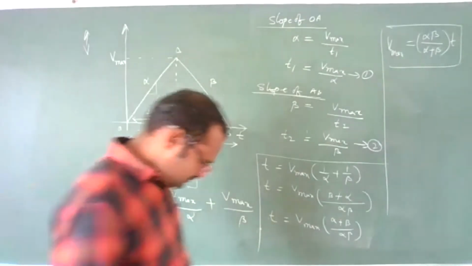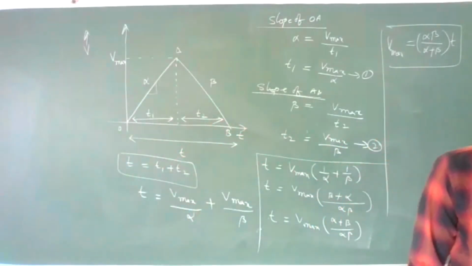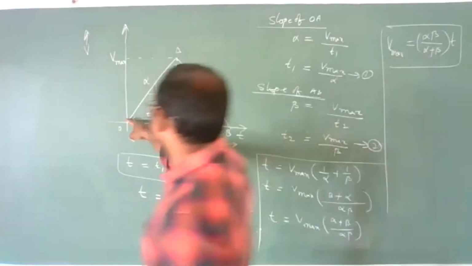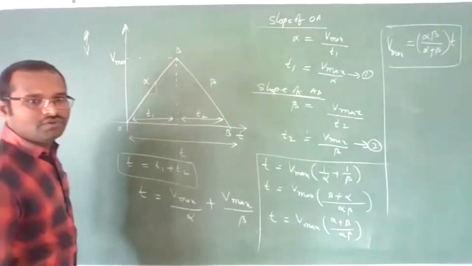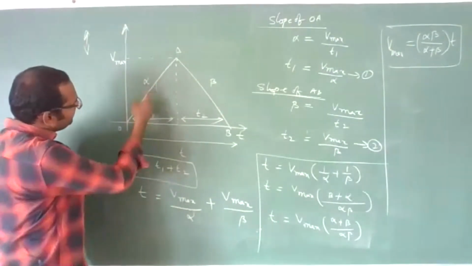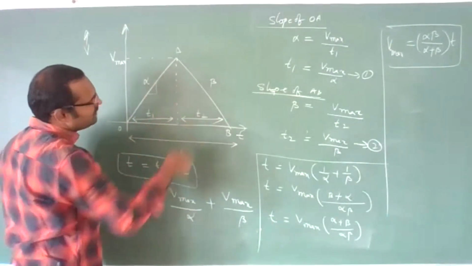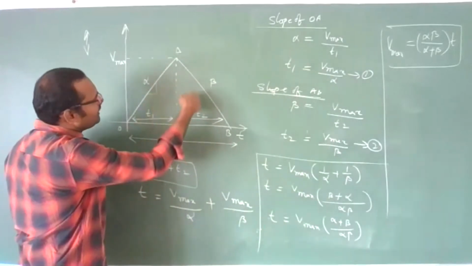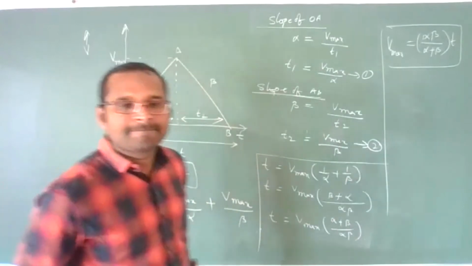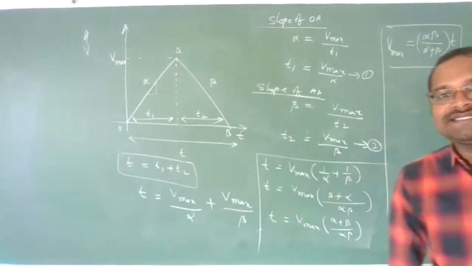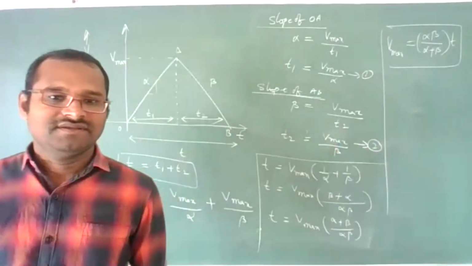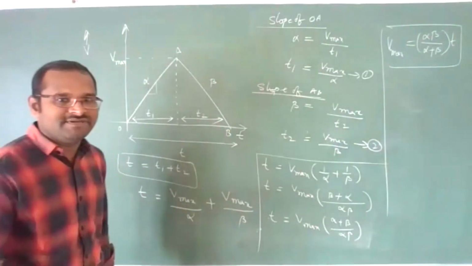If you have understood this, I'll ask you one more question. This is a velocity time graph. If you take the area under this graph, what do you get? You will get the total distance covered by the particle. Total distance or displacement you will get.